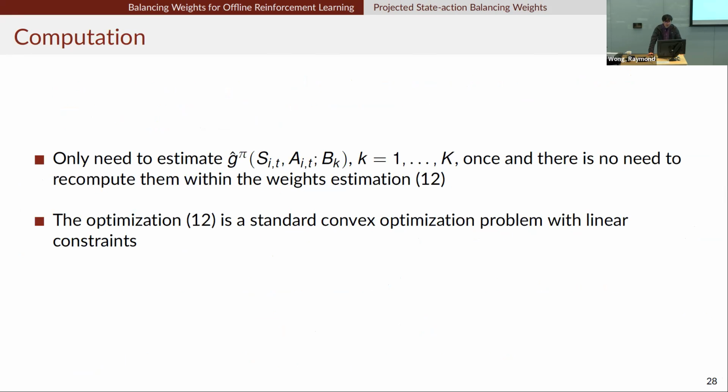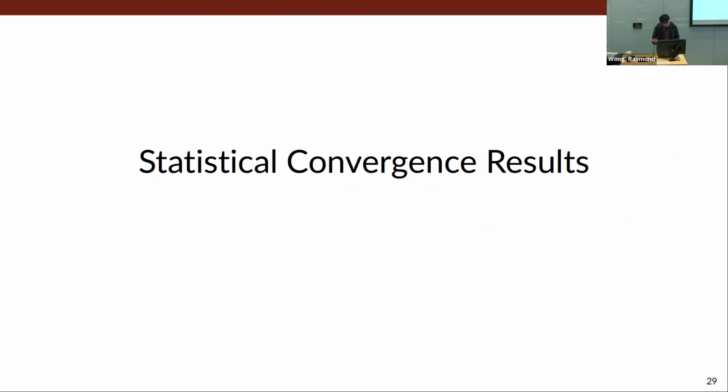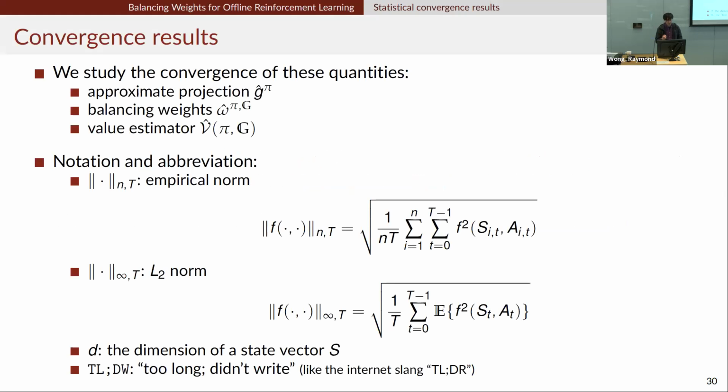So the computation is simple. It's just two steps. In the first step, you estimate G hat by the kernel ridge regression, and then you find the weight. The weight is defined by a convex optimization, so there are many software packages that can be used for that. Now let's take a look at the statistical convergence results. We're going to look at three different quantities: the approximate projections, the balancing weights, and the value estimator.